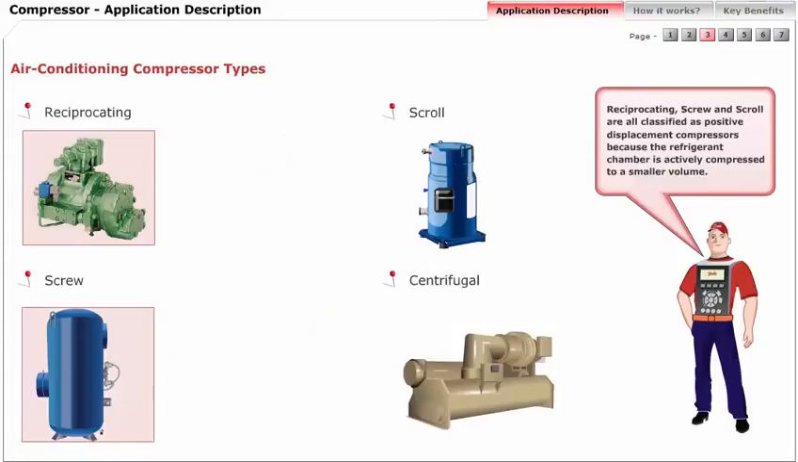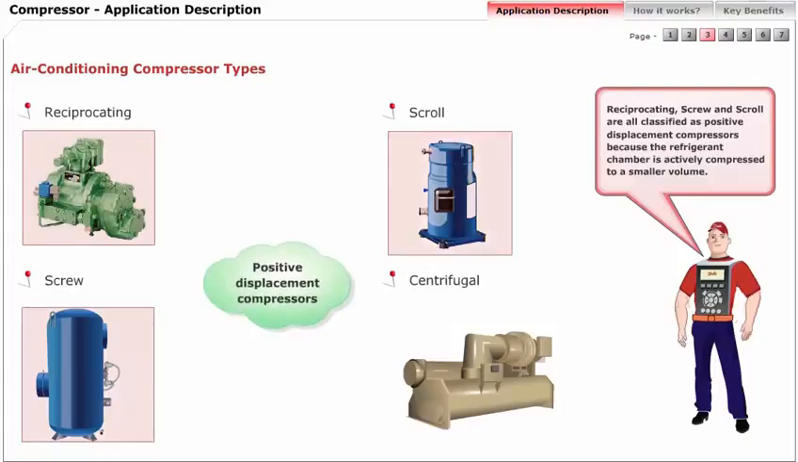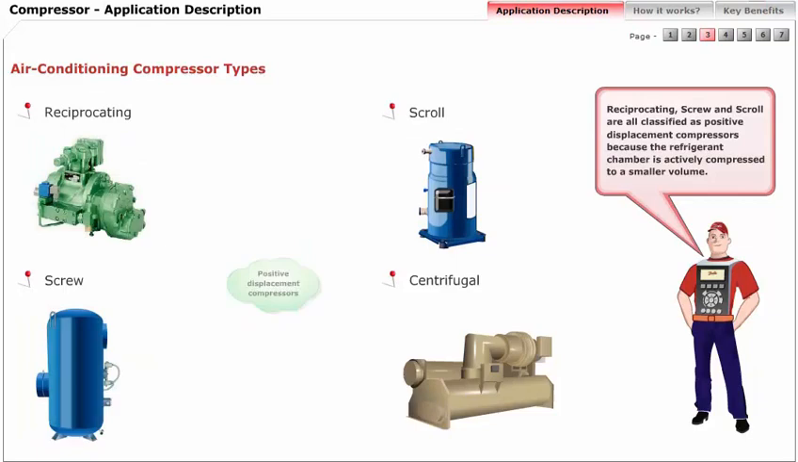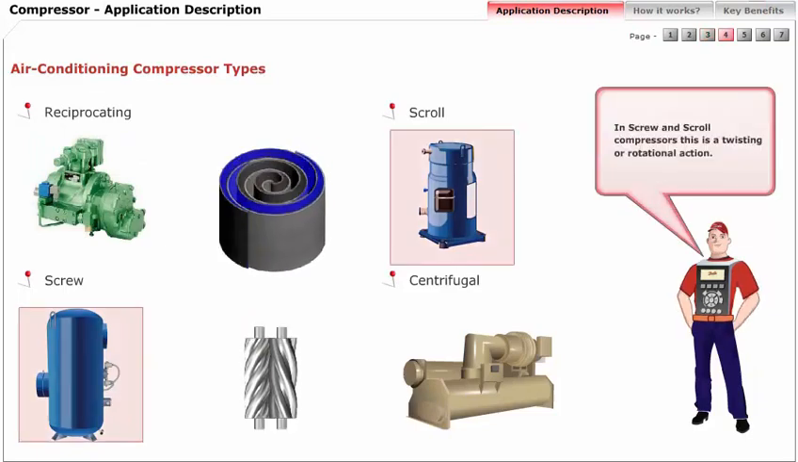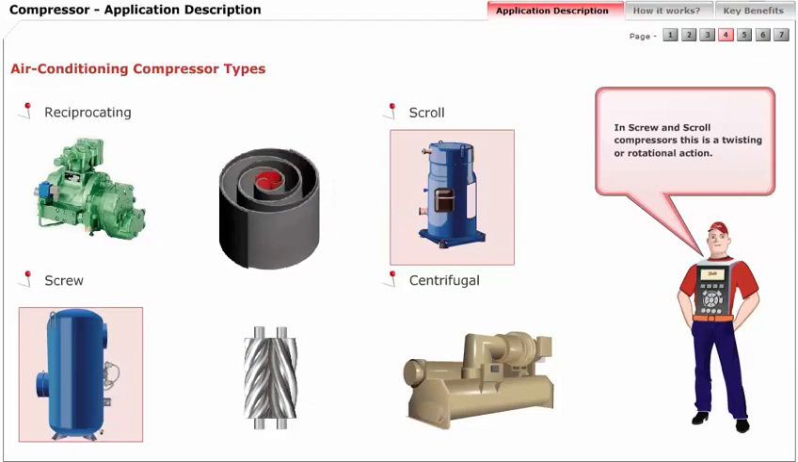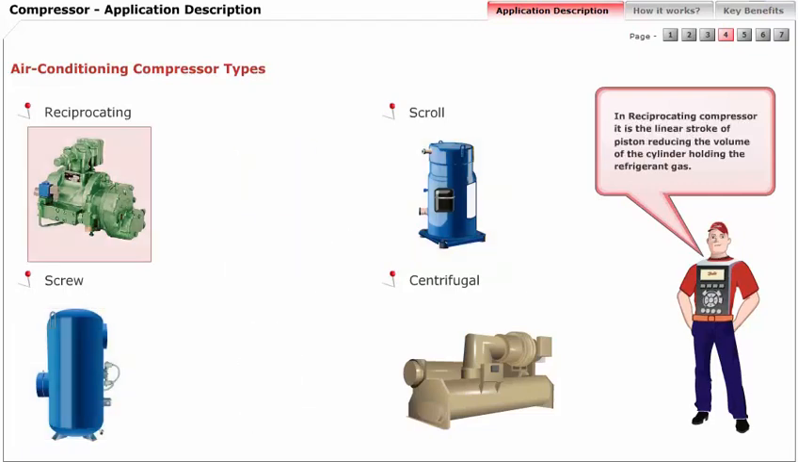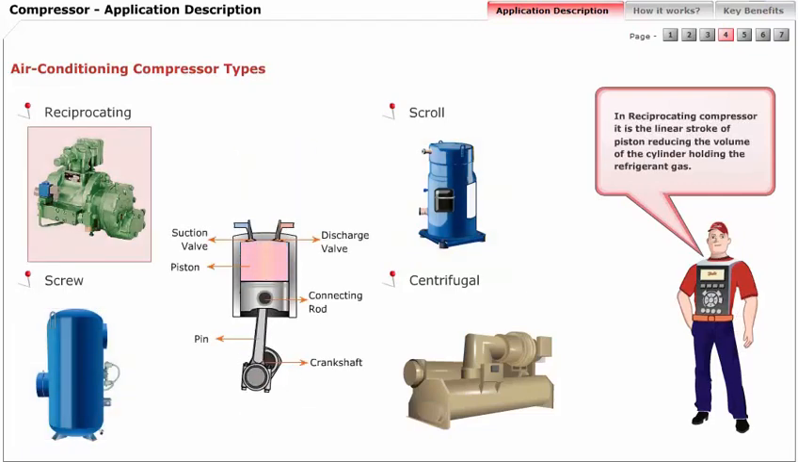Reciprocating, screw, and scroll are all classified as positive displacement compressors because the refrigerant chamber is actively compressed to a smaller volume. In screw and scroll compressors, this is a twisting or rotational action. In a reciprocating compressor, it is the linear stroke of a piston reducing the volume of the cylinder holding the refrigerant gas.